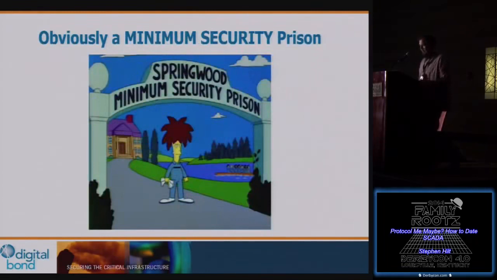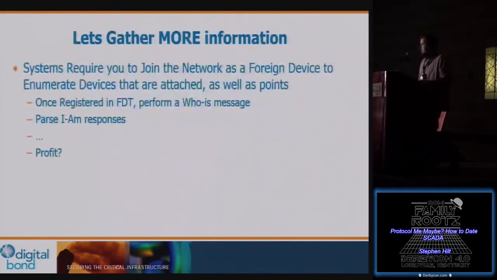So now that we can pull the broadcast distribution table and the foreign device table as well, let's figure out what more information we can actually gather. The system requires you to join the BACnet network and register as a foreign device to enumerate the devices that are attached to it. Once you're registered in the FDT, you perform a Who-Is, much like ARP, and then the devices start responding with I-Ams.